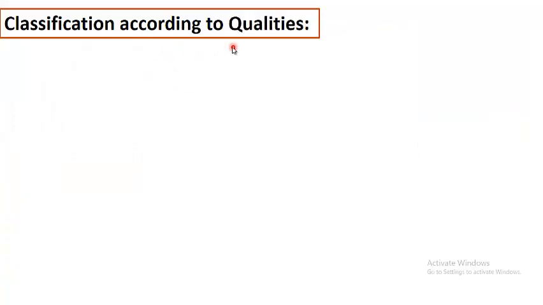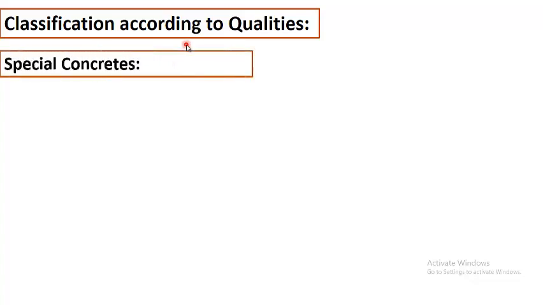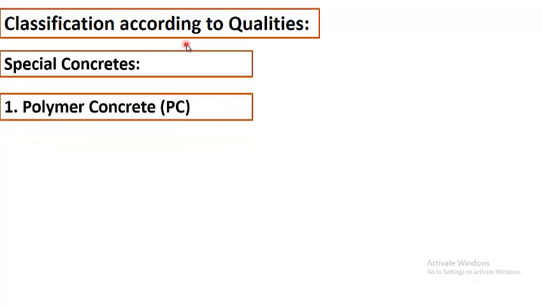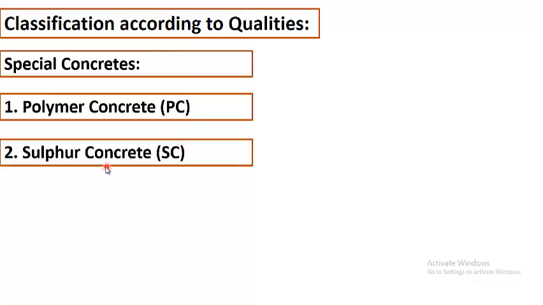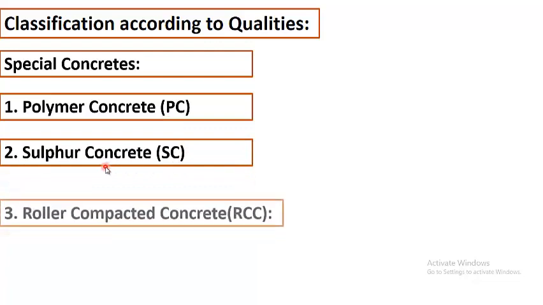Now classification according to qualities, which are also called special concretes, which means that these concretes are made for special purposes and to fulfill special requirements. The first one is polymer concrete. In short form it is called PC. Then SC, which is sulfur concrete.